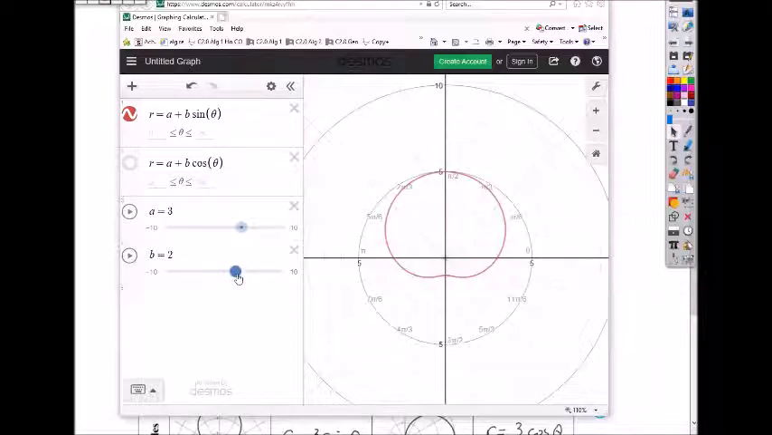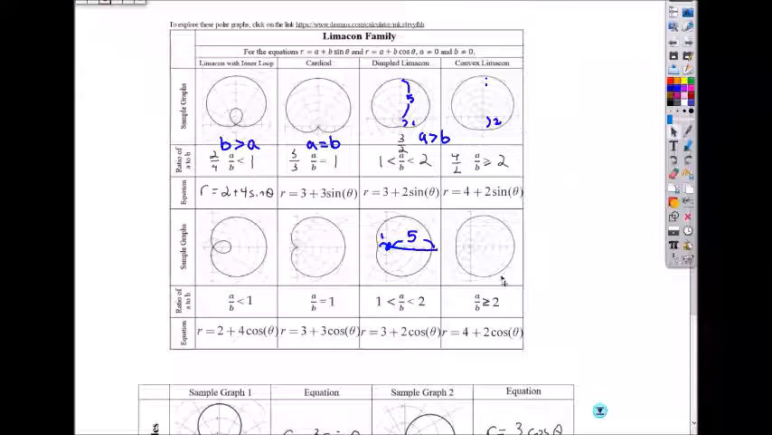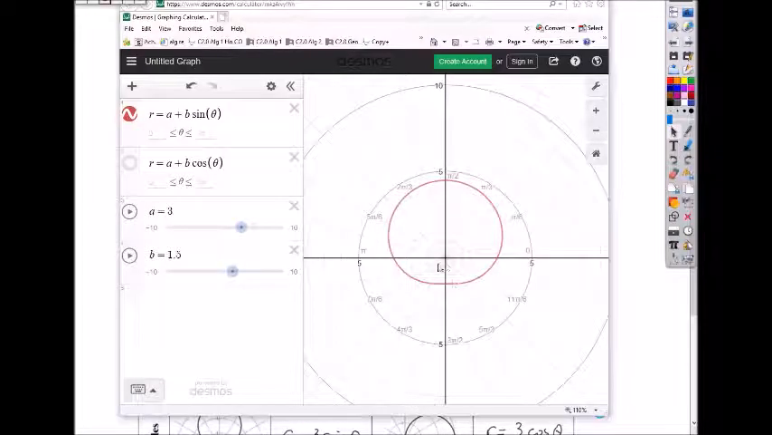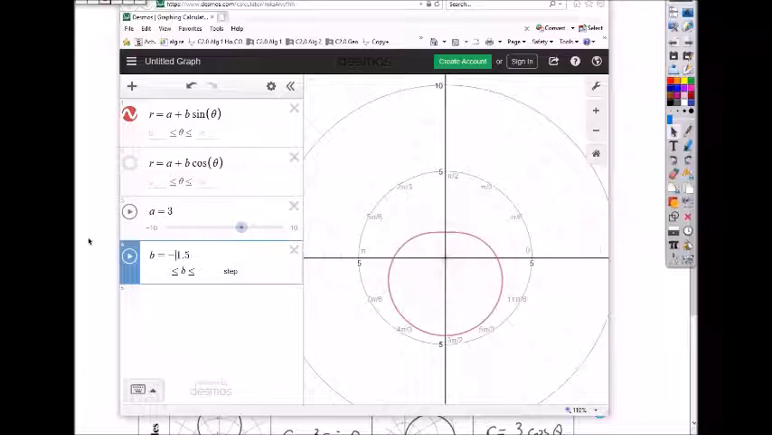The last one is when the ratio A over B is 2 or greater than 2. So now it's not dimple anymore. This one is called the convex Limacon, and it works the same way. The difference of these two, 1.5, will be the length of the shorter side of the shape. And the other side, the longer side, is 1, 2, 3, 4.5, which is the sum of these two. So go ahead and play with decimals and see if it makes sense. Again, if B becomes negative, it reflects on the other side of the pole. Okay?